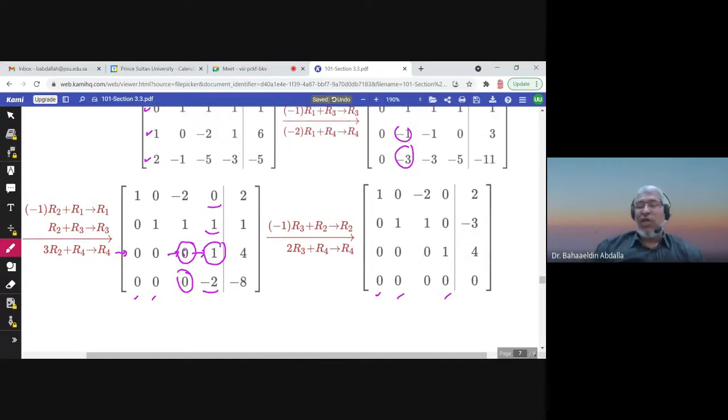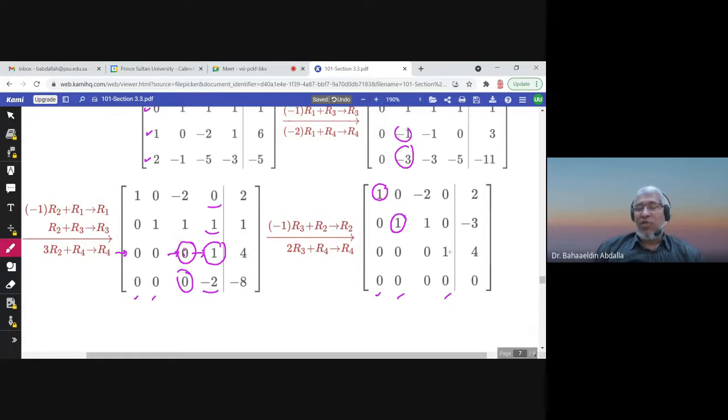If you check the four conditions, in the first row, this number is 1. The first non-zero number is 1, and every other number in the column is 0. That's good. In the second row, the first non-zero number is 1, and all the numbers below and above are zeros.